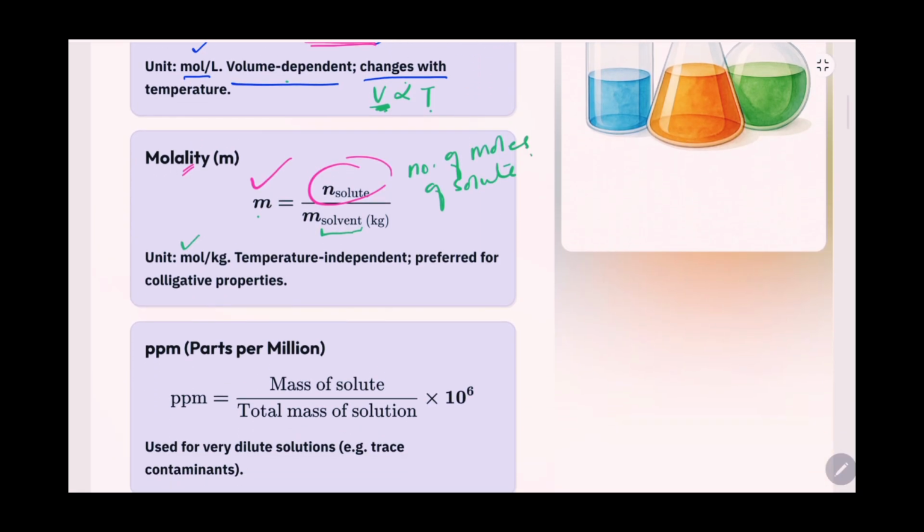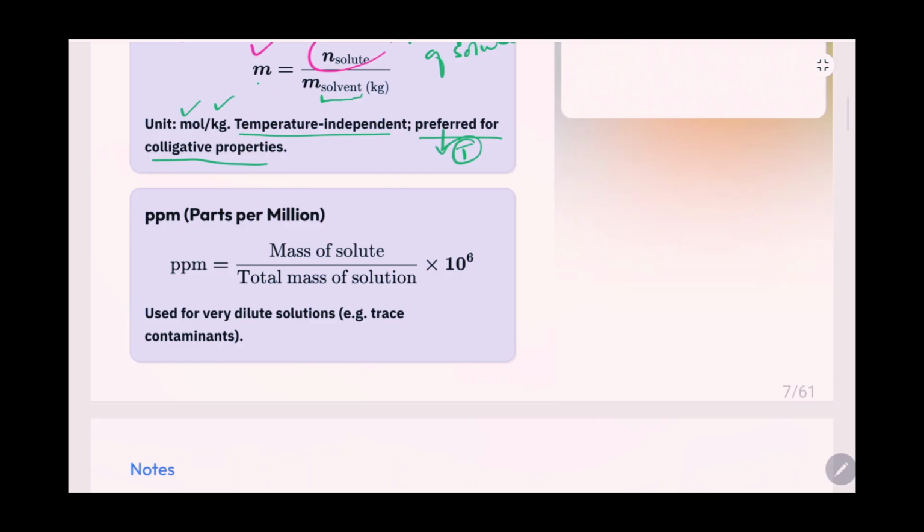The unit of course, numerator upon denominator, is moles per kg, and the good thing about it is it does not have a volume factor, so it is temperature independent, and it is a very good method. It is a very good unit because it does not change with the temperature variations. Preferred for colligative properties. What are colligative properties? We'll study in the coming sessions. It is preferred whenever there is drastic temperature change, so this is one of the best units which is unaffected.